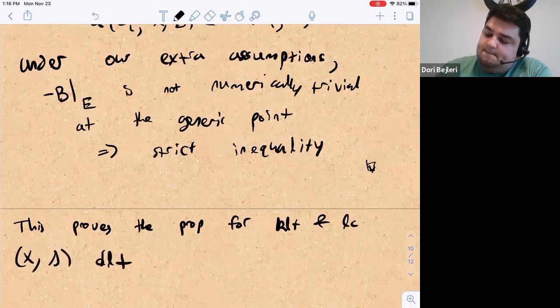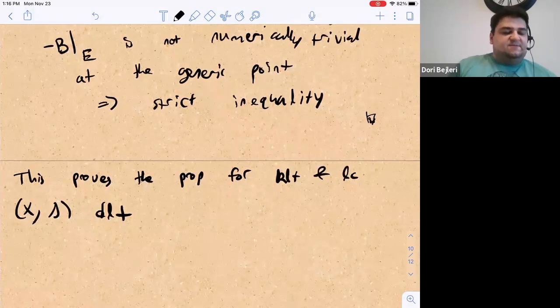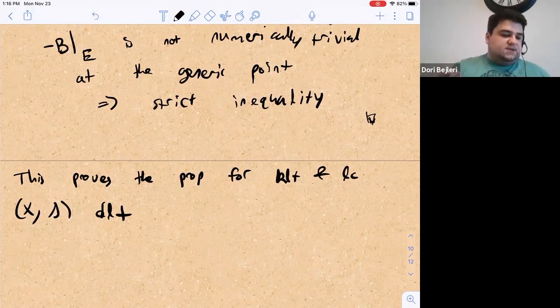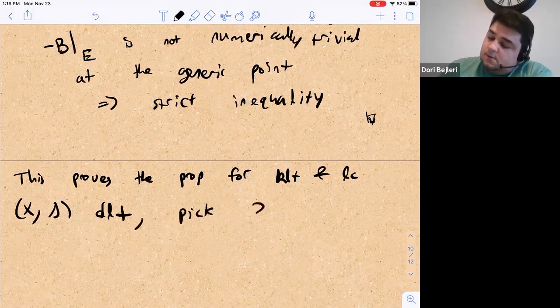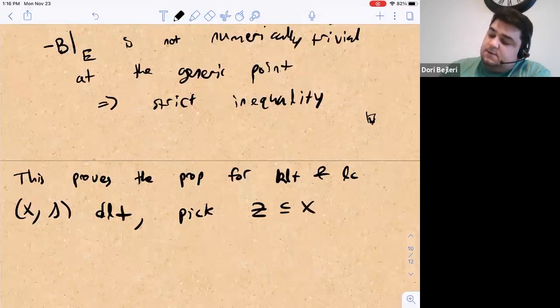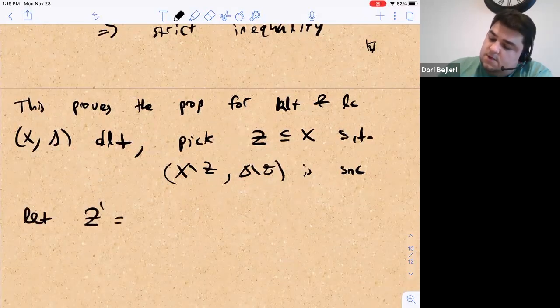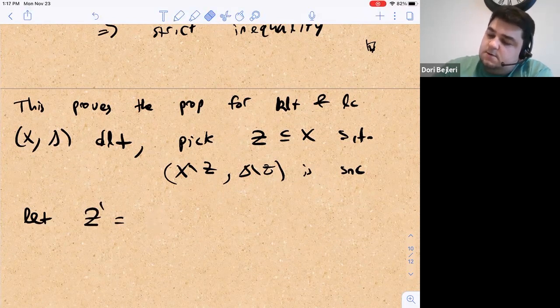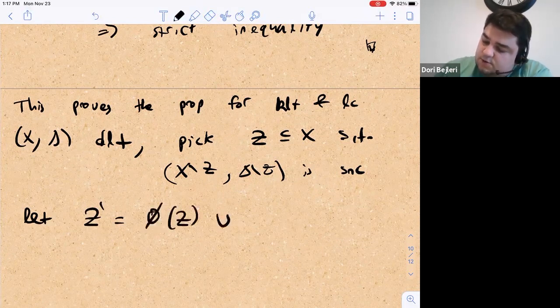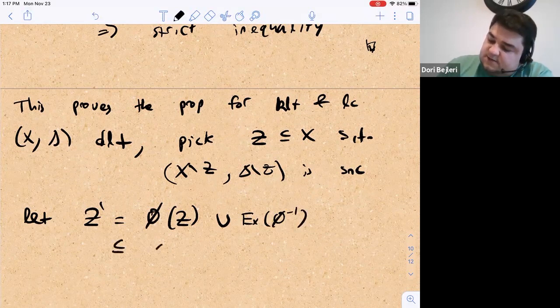So if we have DLT, then by definition, we have some subset Z, where when we remove Z, we get something simple normal crossings. So our discrepancies are strictly bigger than -1 over Z, and then away from Z, we just have something SNC. So pick our Z such that X minus Z, delta minus Z is SNC, and let Z prime be the image under phi of Z union the exceptional locus of phi inverse. So this sits inside of X prime.